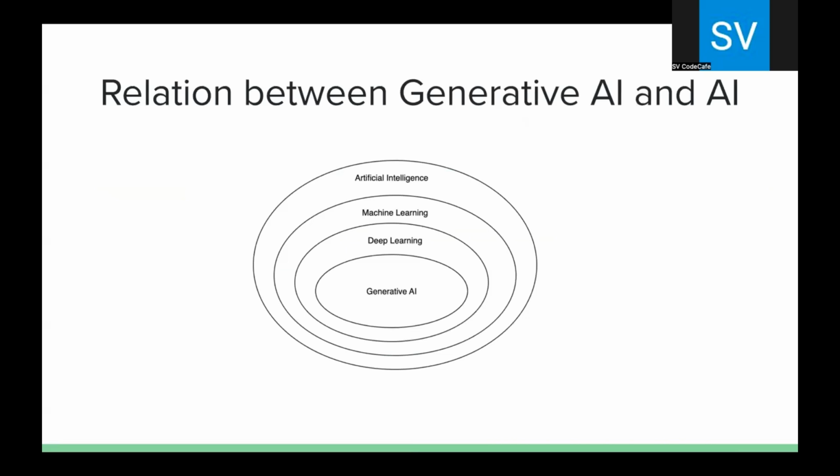So let's understand the relation between generative AI and AI. Generative AI belongs to the AI family, and artificial intelligence is the global field which has a subfield called machine learning, and it has a subfield called deep learning, and then generative AI. And generative AI is parallel to large language models because generative AI uses large language models. Those come under deep learning.